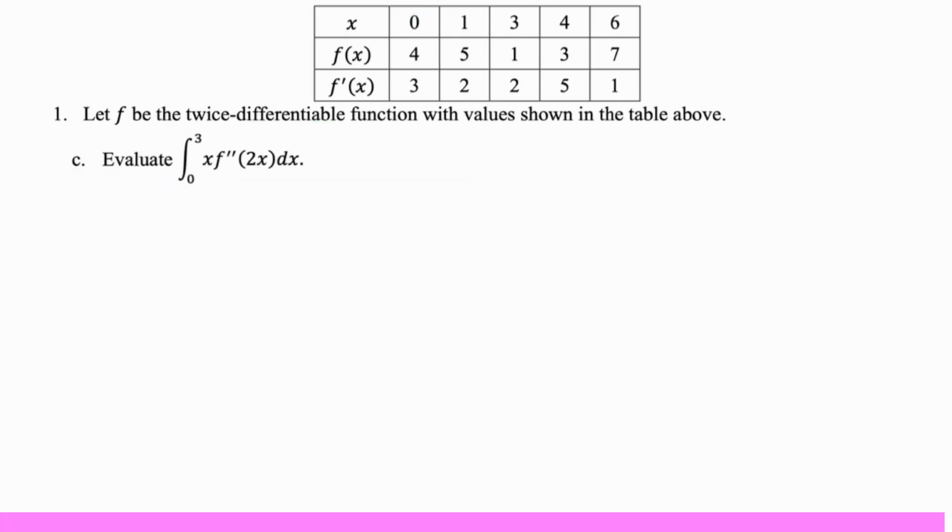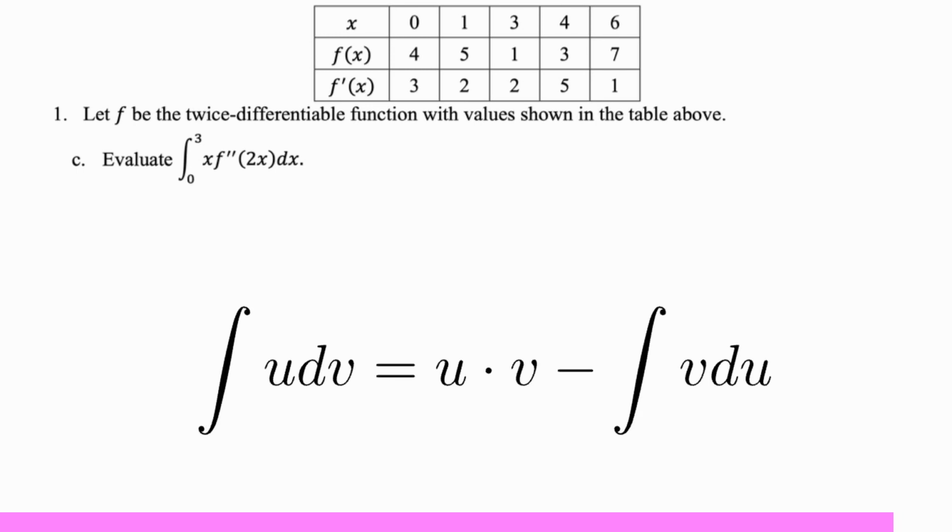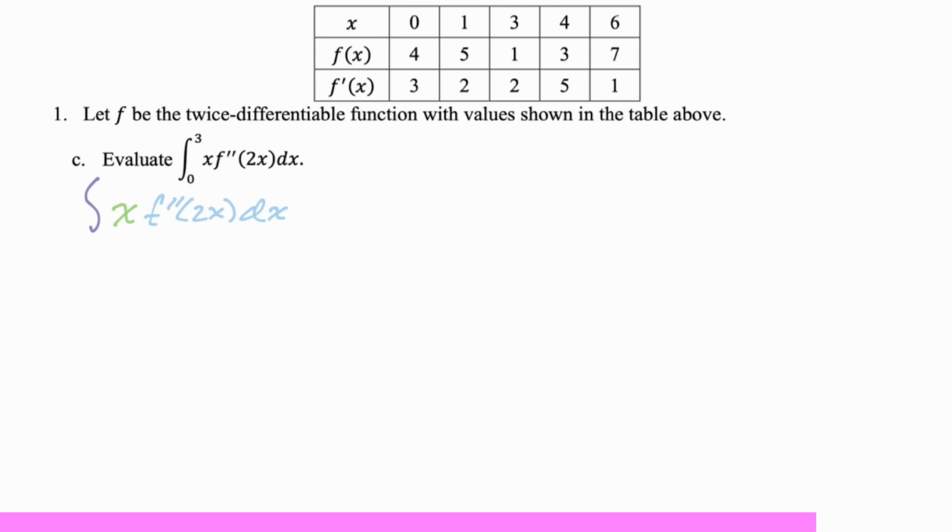We want to evaluate the integral from 0 to 3 of x f double prime of 2x dx. This looks like integration by parts to me. So I'm going to do an indefinite integral first, and color code it. I'm going to say that u is x and dv is f double prime of 2x dx, partly because what use would it be to take the derivative of f double prime? Where would that get us?